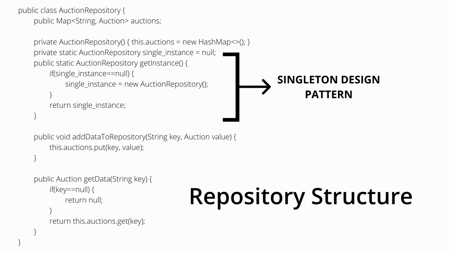Similarly, we have auction repository. Similarly, we have seller repository where we have a hash map to store seller objects. Here, we have used the Singleton design pattern as we want to have a single instance of each repository that should be shared across all the services.